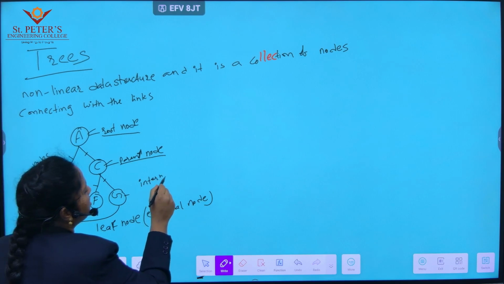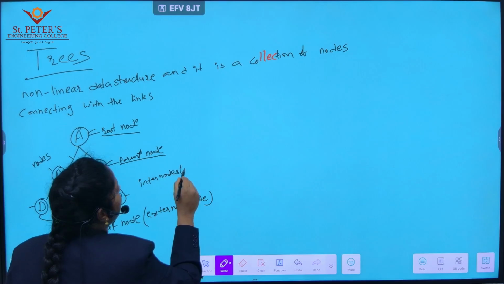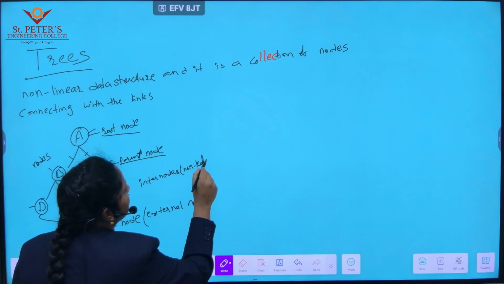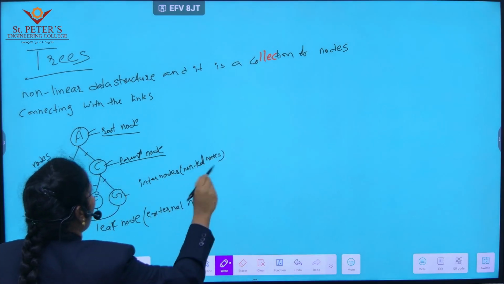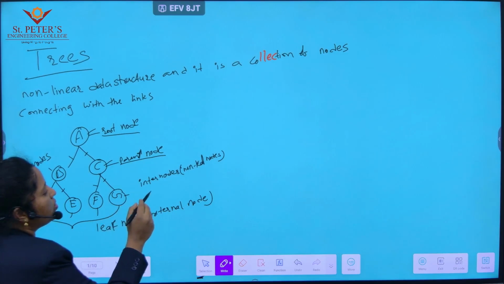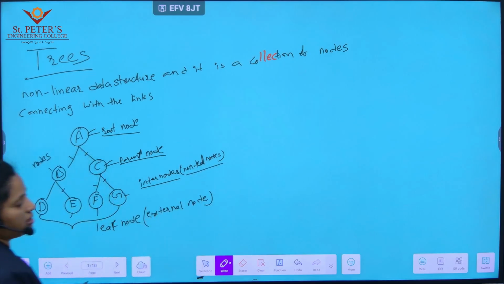The next terminology word is internal nodes, or non-leaf nodes. Non-leaf nodes means a node in a tree which contains a child node. Those nodes are called internal nodes or non-leaf nodes.